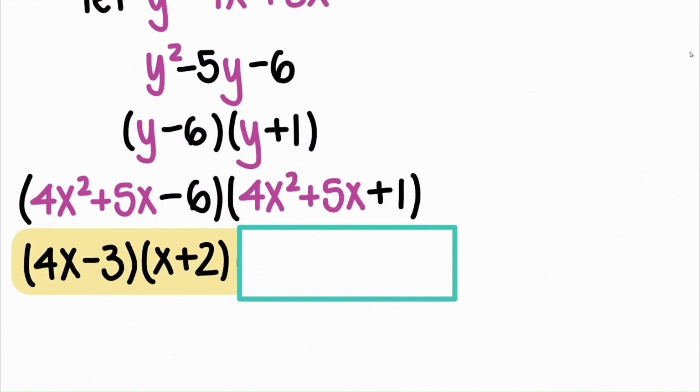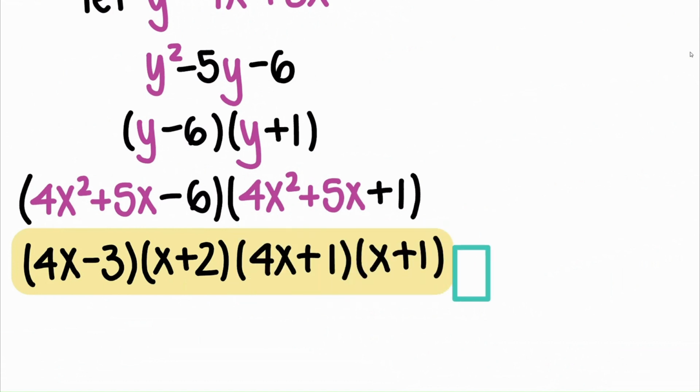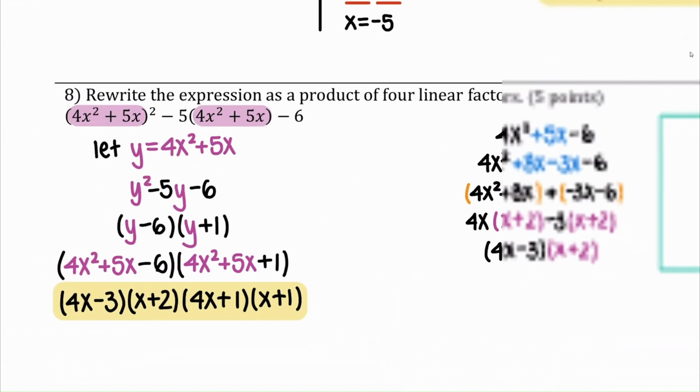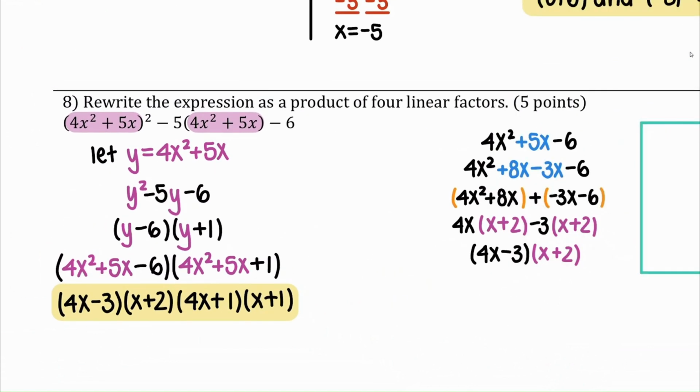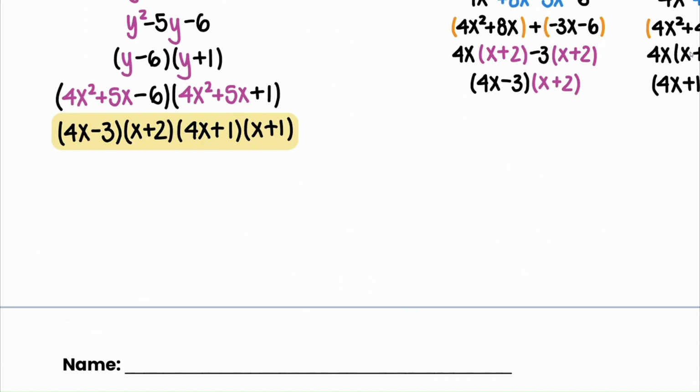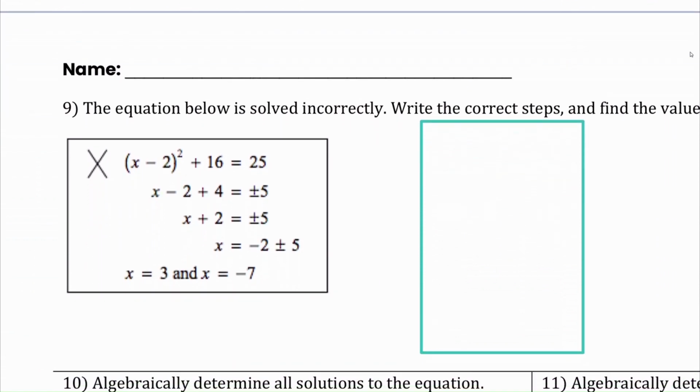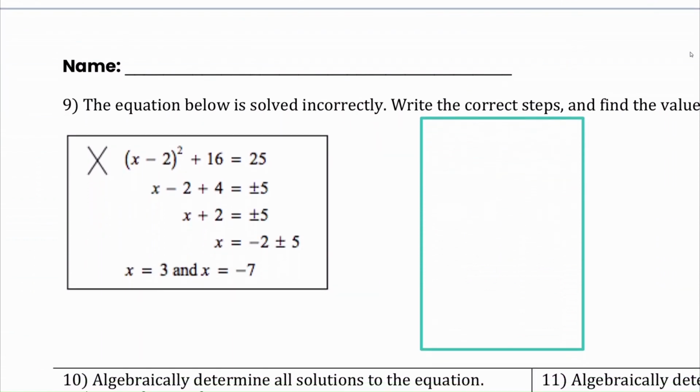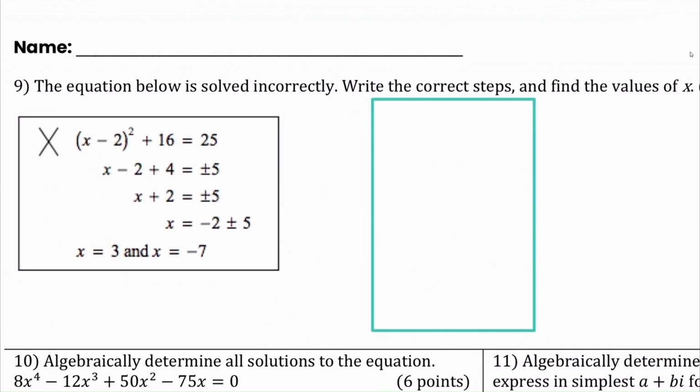In the second one, if we use the AC method or mental math, that's going to give us 4x plus 1 times x plus 1. And that concludes our answer for number 8. Now let's look at number 9. Number 9 says the equation below is solved incorrectly. Write the correct steps and find the values of x.